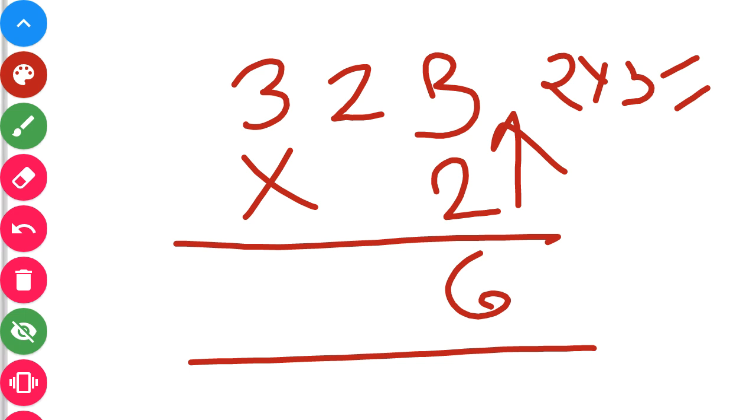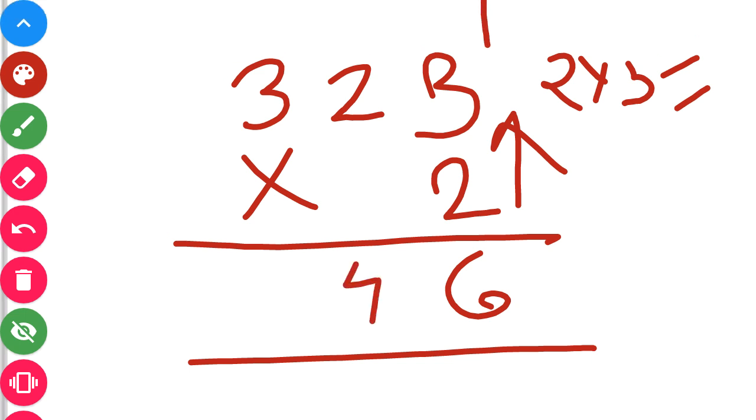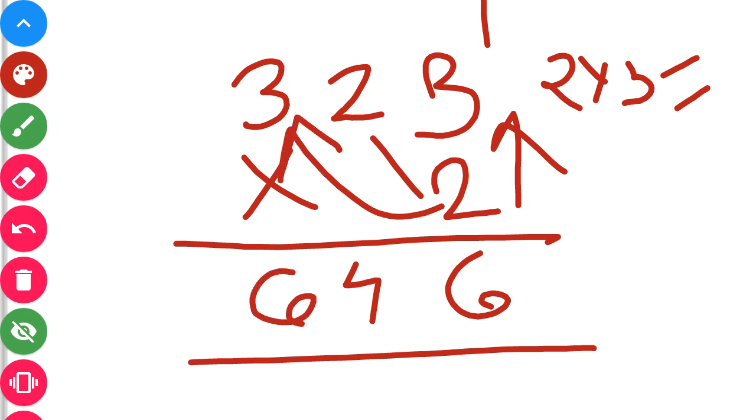Now 2 2s are 4. And now we will move toward the 100s place. 2 3s are 6. 646 is our answer. Okay, clear? Now I'm going to give one question to you, and this question will be done by you only. Okay.